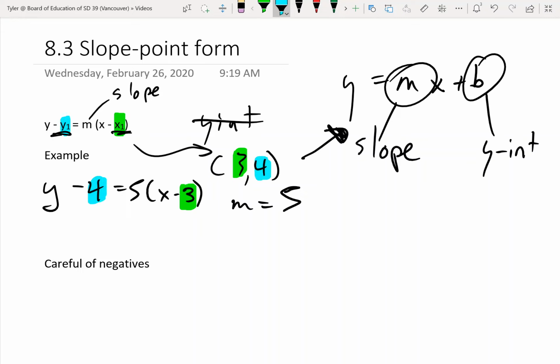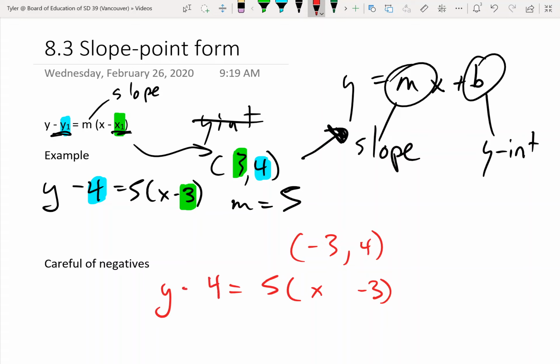Okay? The other thing to be careful of is there should always be a negative symbol. So let's do a different one where we have some negative points and see what happens. I'm going to write y and x. My slope, let's put 5 again. This is the negative 3, so it's going to go here. And there's a 4 here, which is going to go with my y. There should always be a negative symbol in between. So this is going to be y minus 4. But here we had a double negative, which most people would write as a positive.